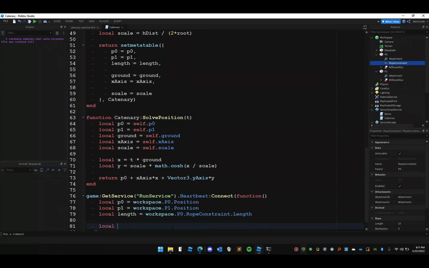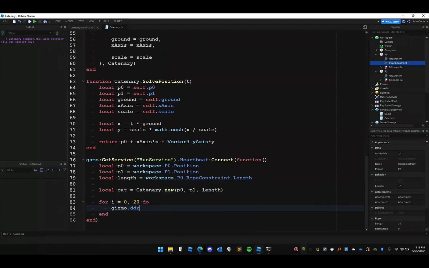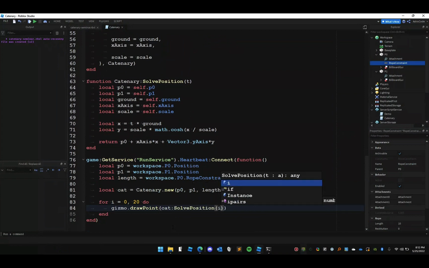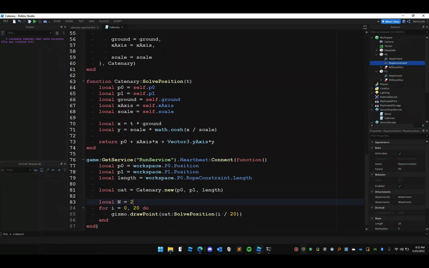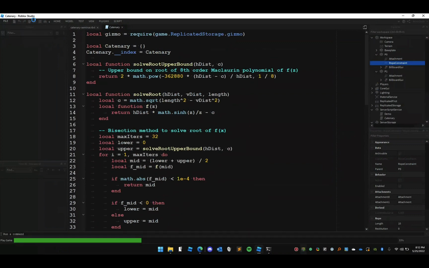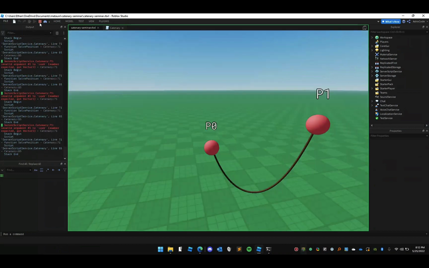So that's going to be p naught rope constraint dot length. And then we'll construct our catenary. So we'll do catenary.new, and we'll give it these three parameters, and then we'll draw some points along the catenary. Actually, let me not inline 20. Let's just make that a variable real quick. All right, so we should get something vaguely close to a solution. Or maybe not.